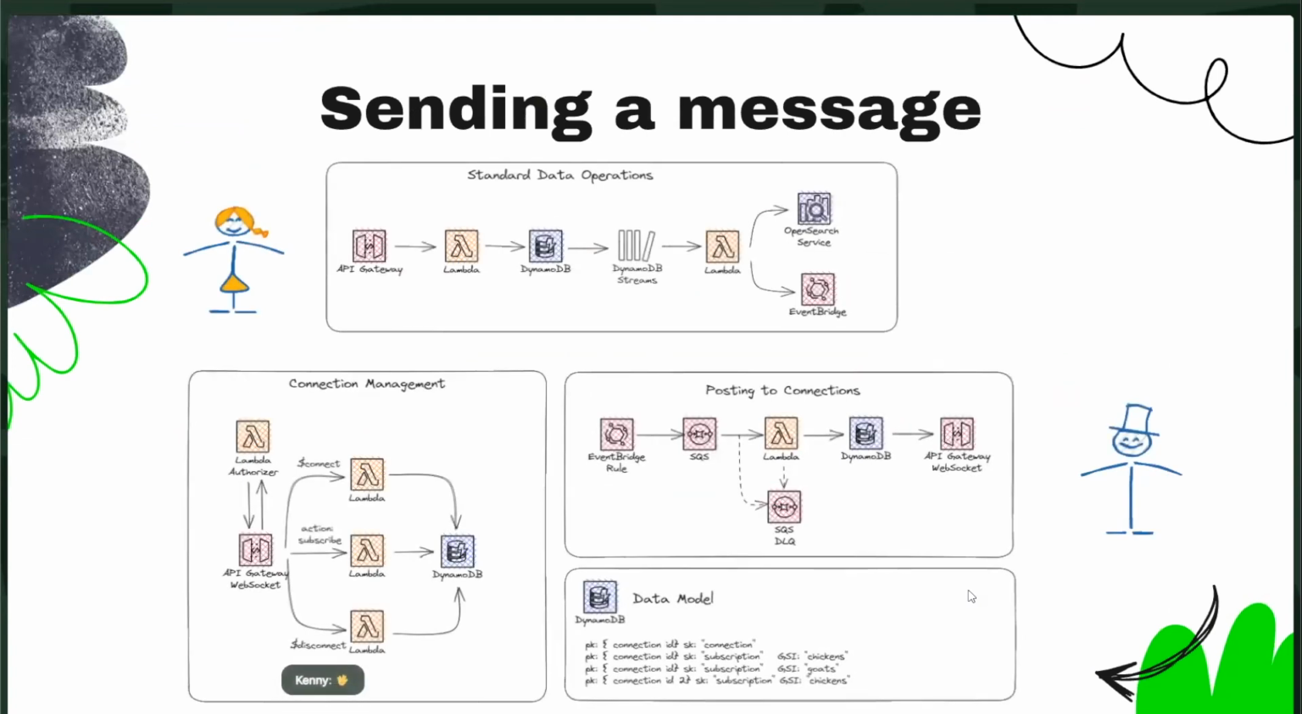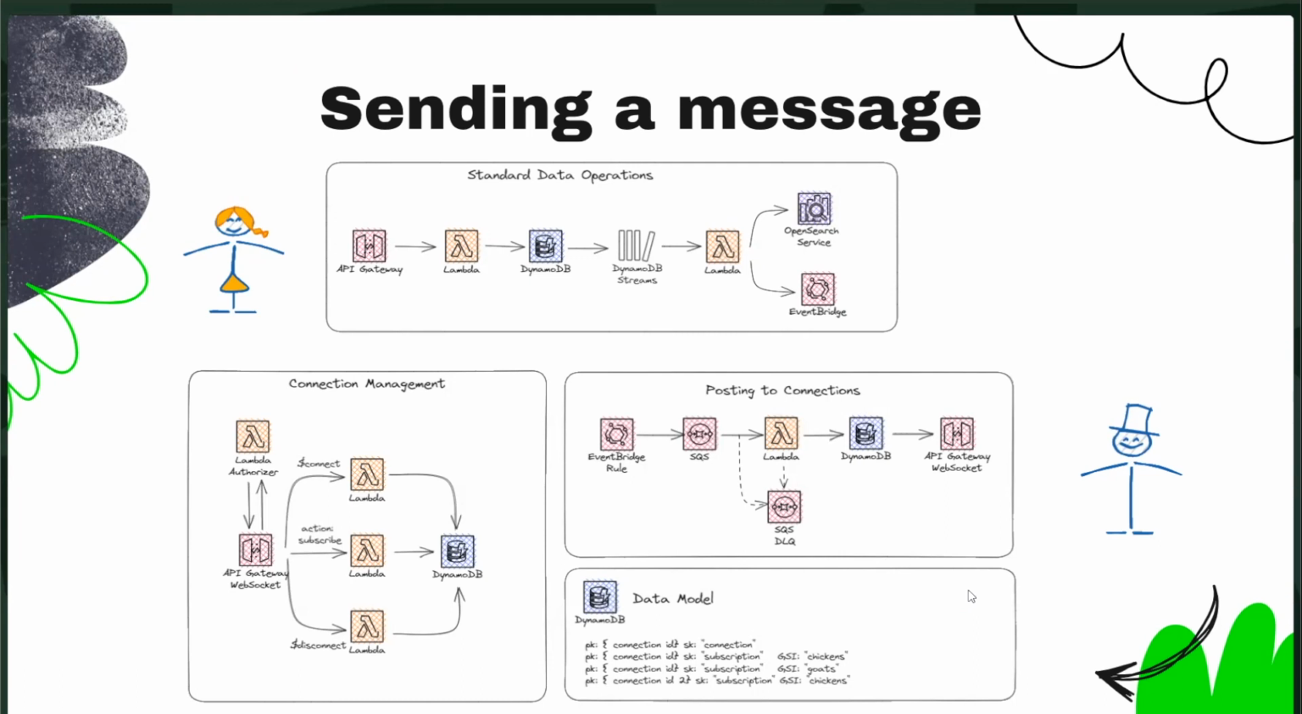So when we actually want to send a message, when we do actually have people posting about chickens or goats, what's the flow? I have up at the top, this is something that would maybe live in a different microservice, a very basic serverless workflow here: API Gateway, Lambda, save that data in DynamoDB.